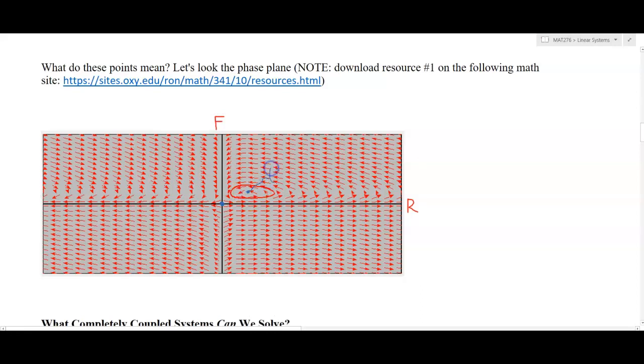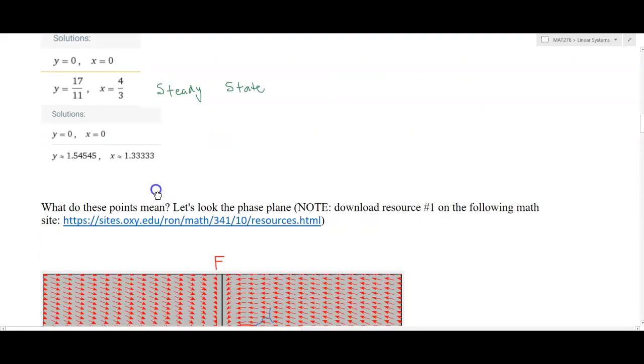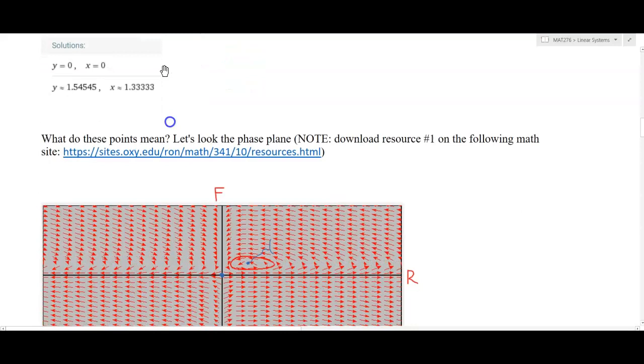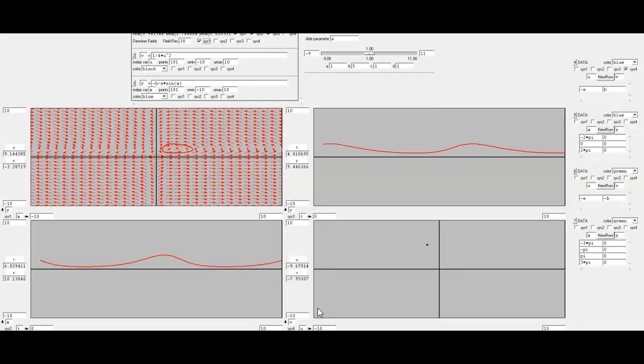That is the 4/3, 17/11. So here we could say that is the point 4/3, 17/11, and here is the point 0, 0, and those are our two equilibrium points. Let's go ahead and take a look at this grapher and see what it can do for us.